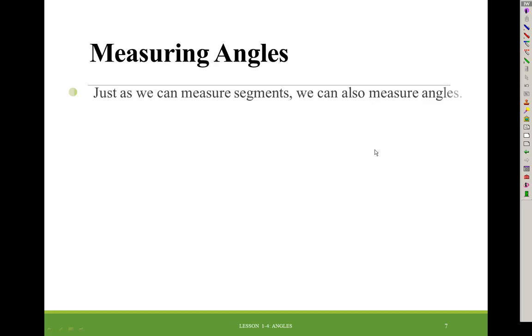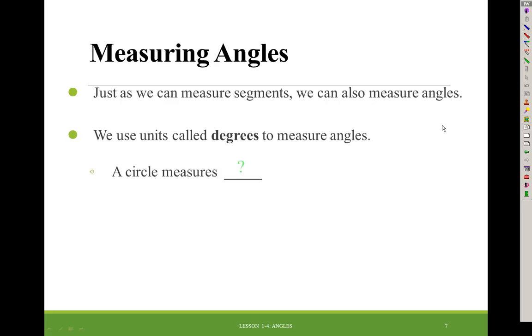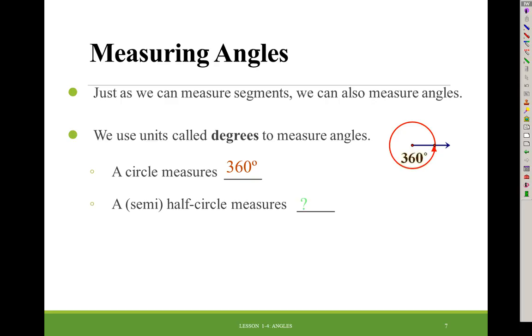So to measure angles, we can measure them just like measuring segments, except in angles we use degrees to measure them. So degrees, think about a circle. How many degrees are in a circle? There's 360 degrees. A semicircle, that's a half circle. That would be half of the 360, which is 180 degrees.